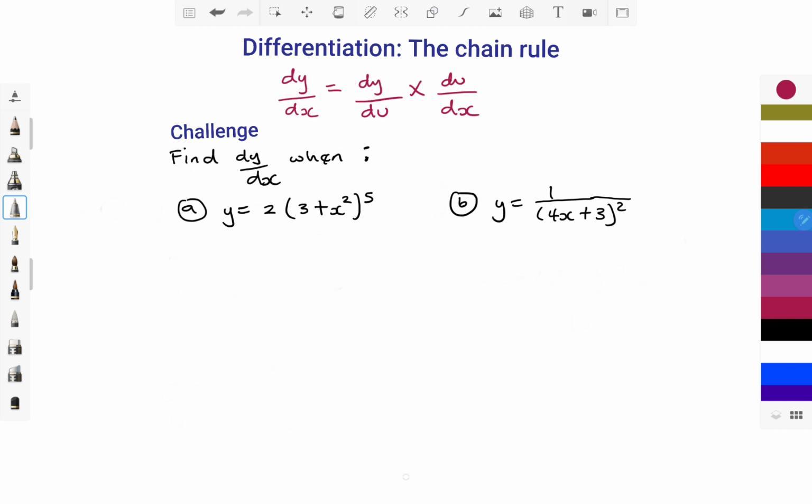For the first one, you're going to have dy/dx equals 20x(3 plus x squared) all to the power of 4. And the second challenge question, you're going to have dy/dx equals minus 8 over (4x plus 3) all to the power of 3. That is if you're leaving it in positive exponent.